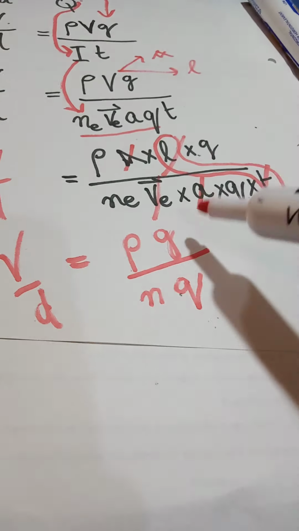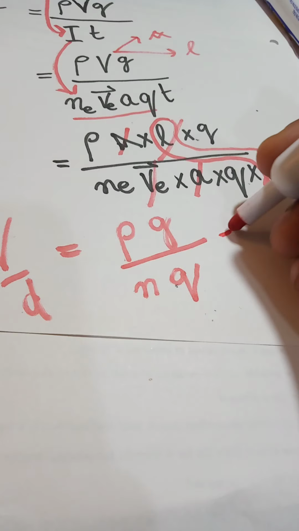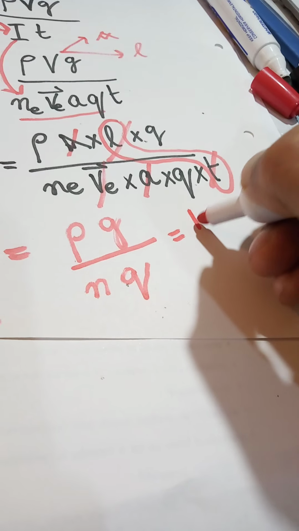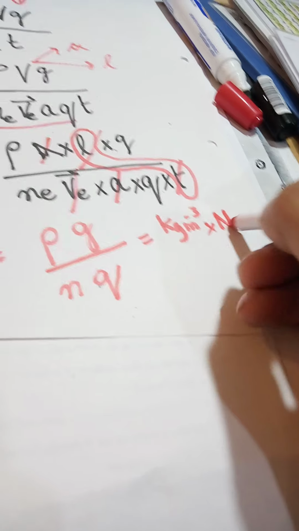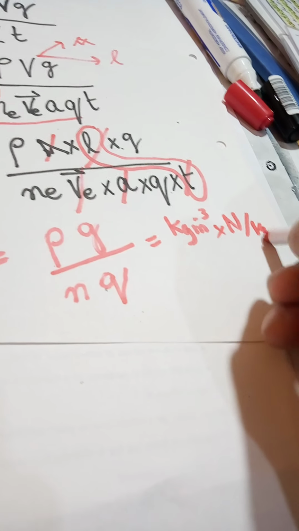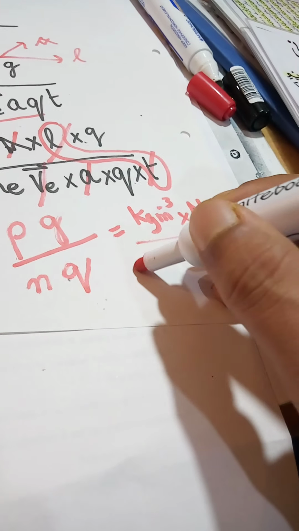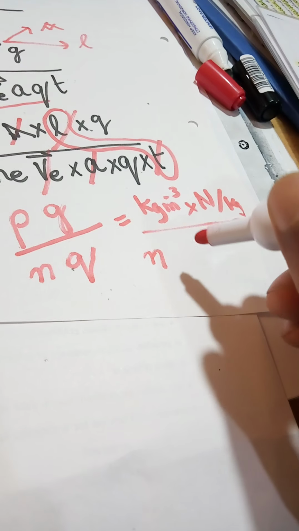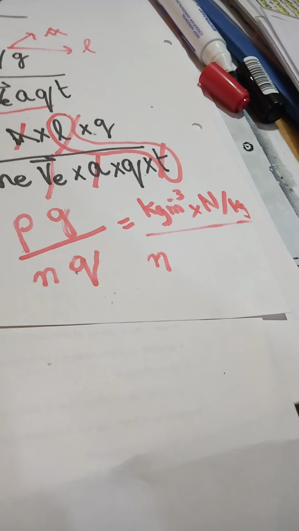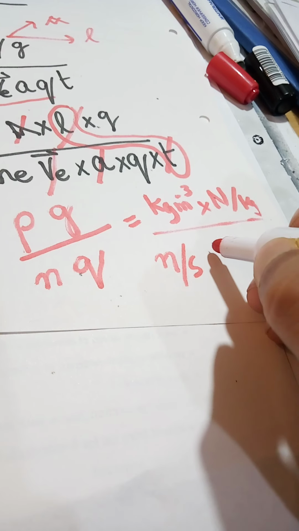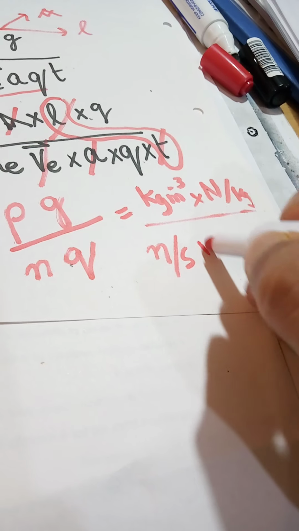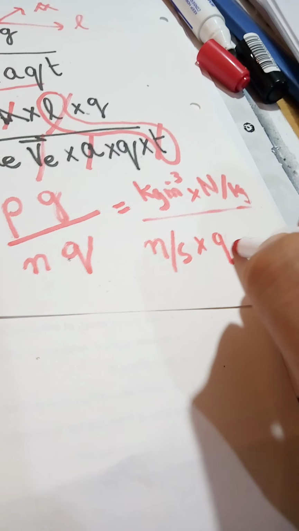with rho times G over N over Q, which is kg per meter cubed times newtons per kg, which is what acceleration due to gravity is, divided by the number of electrons passing per second, times the charge, the point charge.